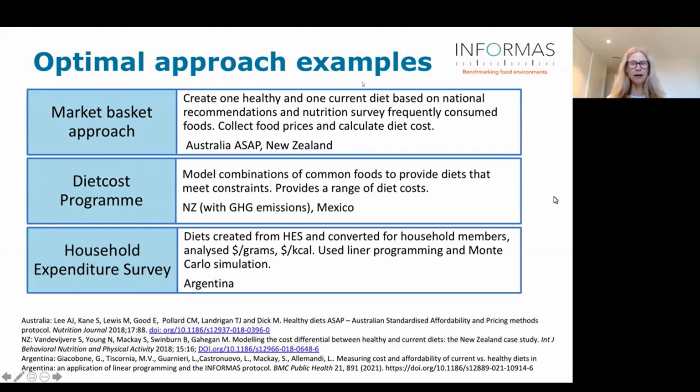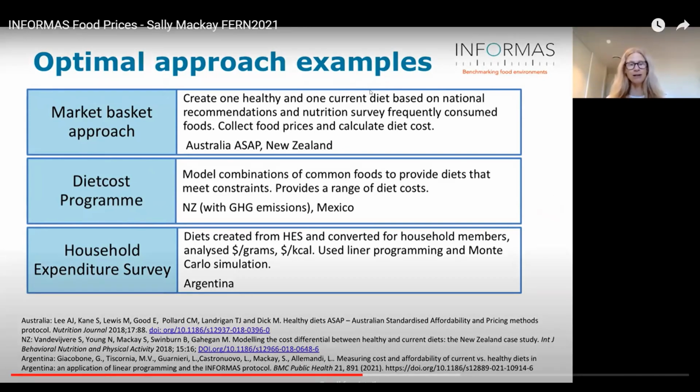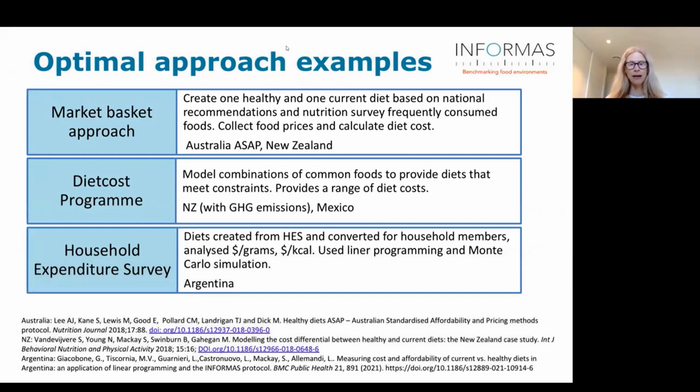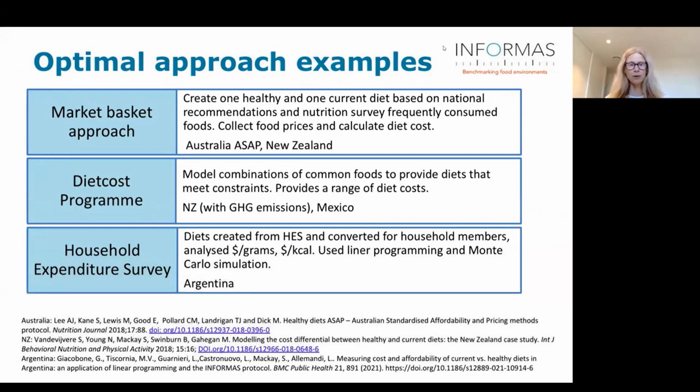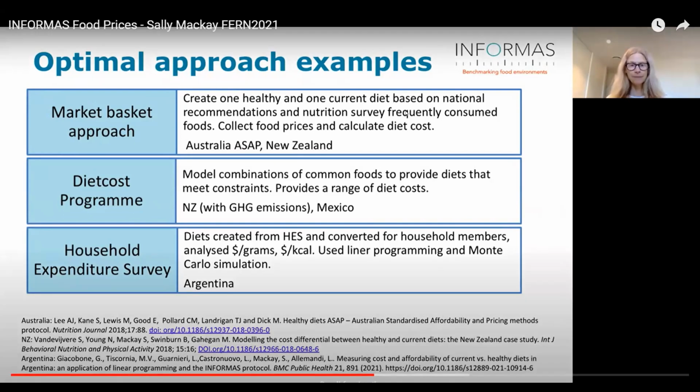So this models combinations of common foods to provide diets that meet constraints on the nutrients and also the amount of foods. You don't want to end up with lots of cabbages in your diet, that is an unrealistic amount for people to eat. So we've used that in New Zealand. We've also added greenhouse gas emissions, which I'll explain in another slide. And Mexico and also Belgium have also used the diet cost program.